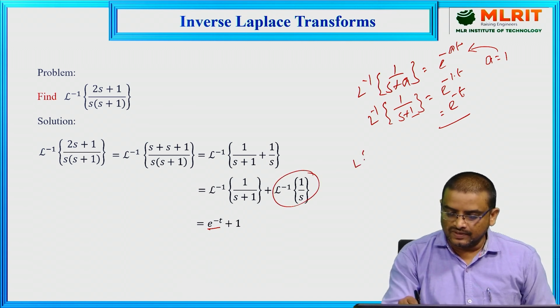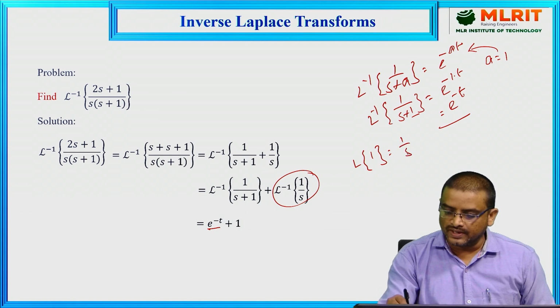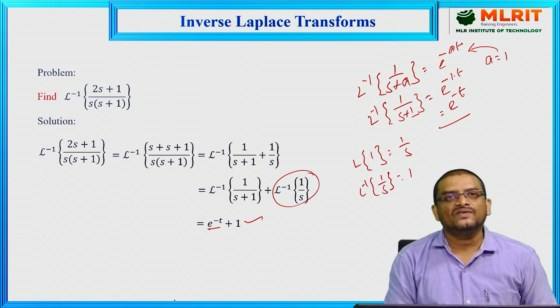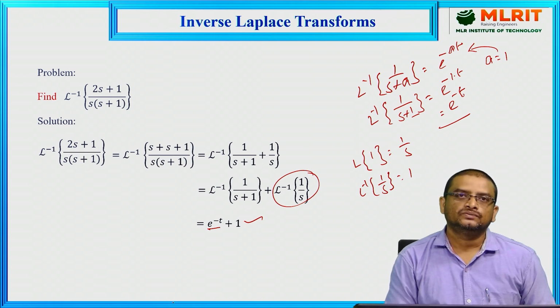So we have the formula: Laplace transform of 1 is equal to 1 by s. So send this L to this side, it becomes L inverse of 1 by s is equal to 1. So this is our 1. So like this we can find out the inverse Laplace transform for the given function.